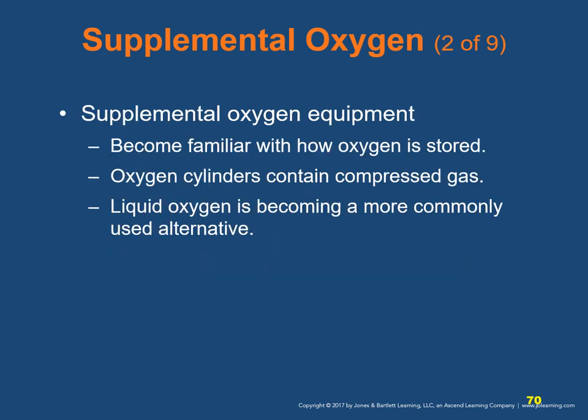Let's discuss supplemental oxygen equipment. You must become familiar with how oxygen is stored and the various hazards associated with its use. It comes in oxygen cylinders, and the oxygen that you give to patients is usually supplied as a compressed gas in a green seamless steel or aluminum cylinder. Some cylinders may be silver or chrome with a green area around the valve stem on the top. Newer cylinders are often made of aluminum or spun steel, while older cylinders are much heavier. Use of liquid oxygen is becoming a more commonly used alternative, but we'll talk about that in just a moment.